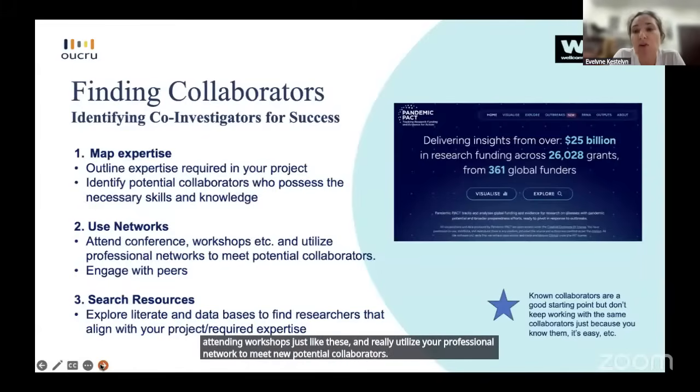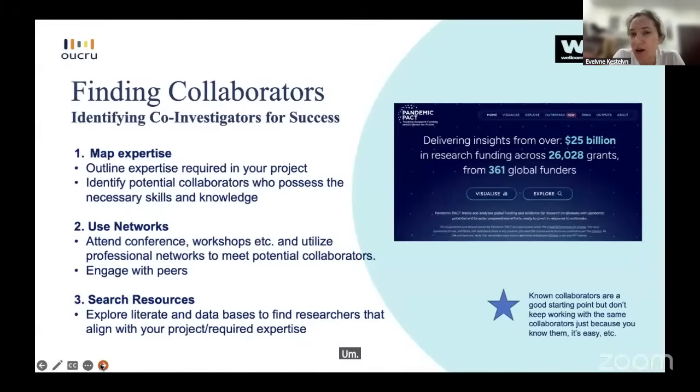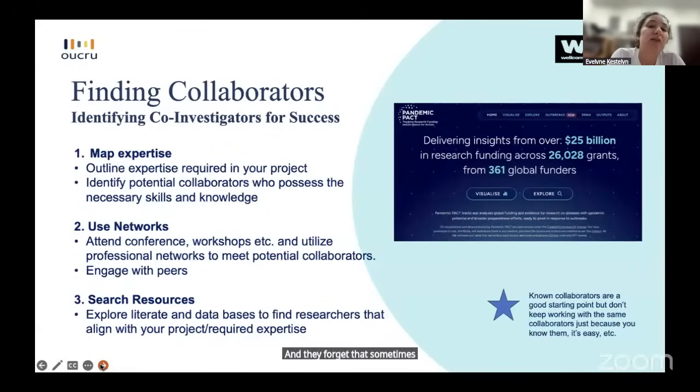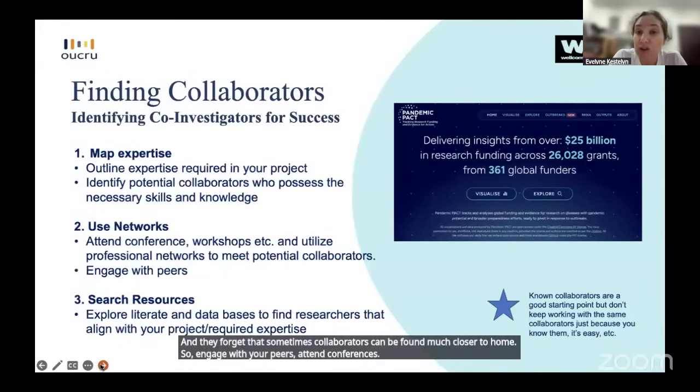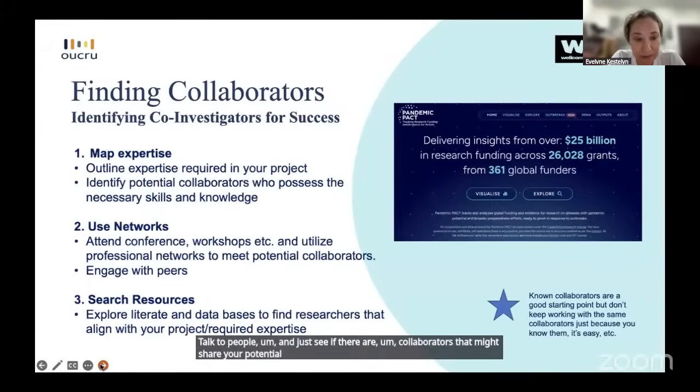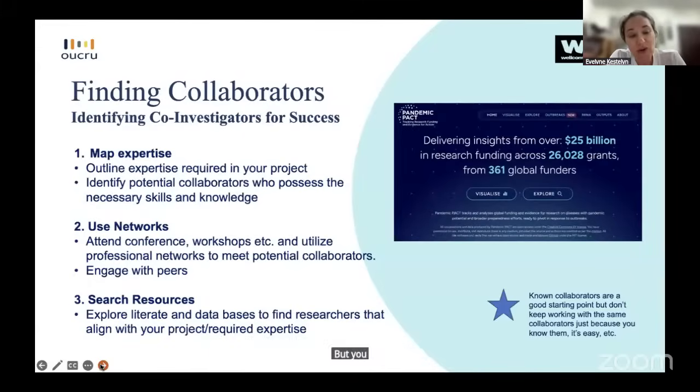Engage with your peers. Quite often people look for collaborators and they say, oh, but I'm looking for someone in Europe, or someone in the US, or someone in Africa. And they forget that sometimes collaborators can be found much closer to home. So engage with your peers, attend conferences, talk to people, and just see if there are collaborators that might share your interest. But you can also use other resources, and AI has popped up in the Q&A several times.